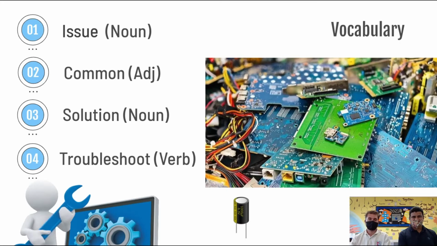The second last, solution. Opposite from issue. So the solution from the issue. And last is troubleshoot. First you have an issue, which is the problem. Then you have the solution, which is the answer. And then troubleshooting is the verb. So when you find the problem and then find the solution to it, that process is called troubleshooting.